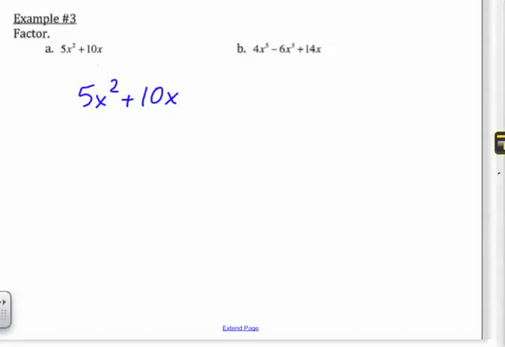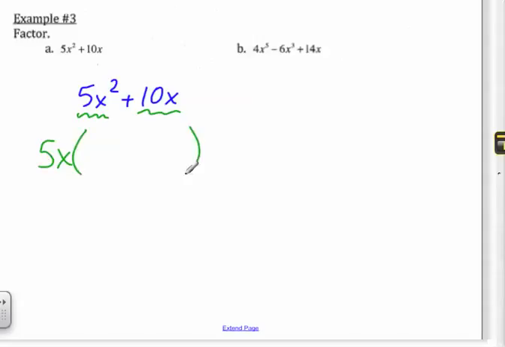I'm going to ask you, Gordy, what do both of these terms have in common? Okay, they both have an x, but let's think about this. Look at the numbers. Do they have a common factor? They're both divisible by 5. Okay, so they both have a 5, and then when I look at the variables, they both have an x, so I bring that out front.